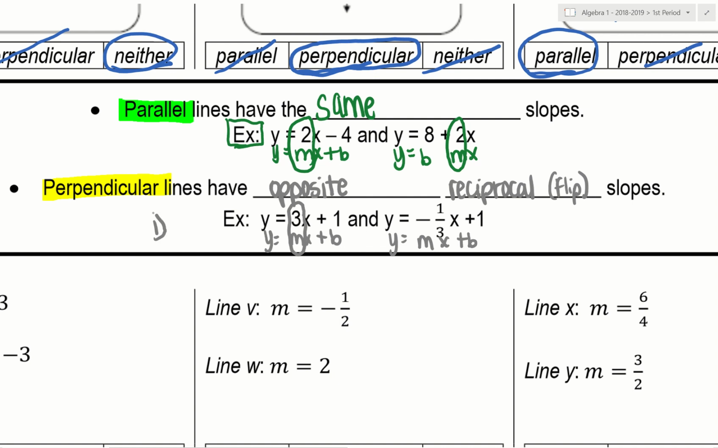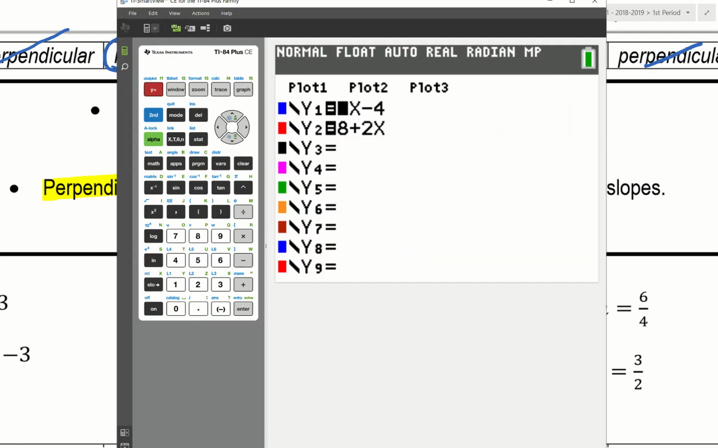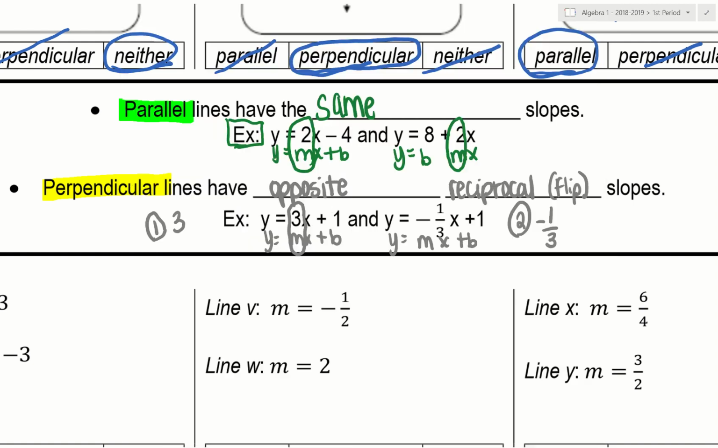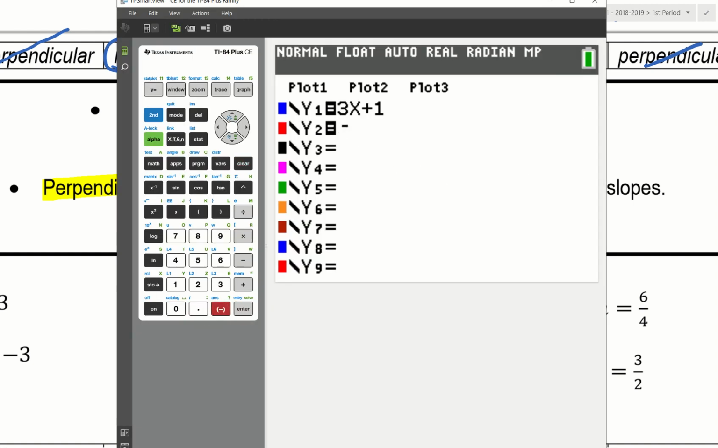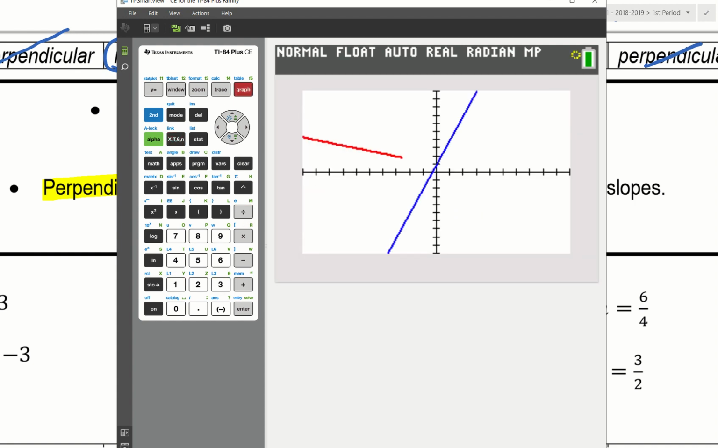So in line 1, my slope was 3. Line 2, my slope is negative 1/3. And we've been told that these are perpendicular lines, so I'm going to go check. We're going to type in 3x plus 1, and then my next equation is negative 1/3 x plus 1. When I graph them, they're going to cross each other at a specific point, specifically a right angle.